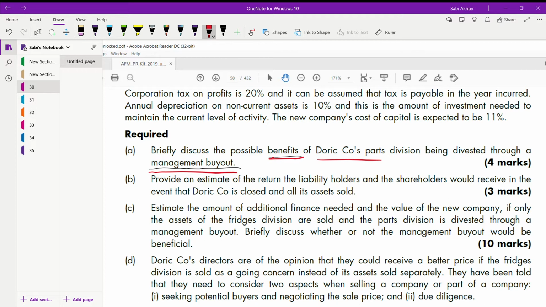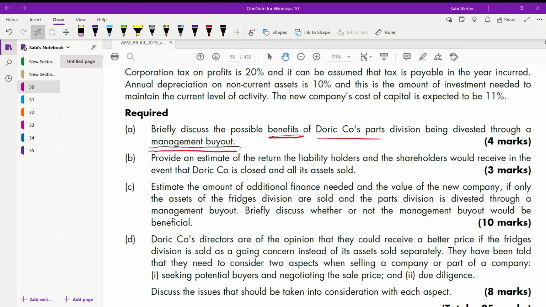So what are the benefits of that? 4 marks. You have to be equally prepared for the theory marks. So management buyout, management buy-in. This is a key area where you have to know your theory part. So mark it somewhere, write it: theory parts to learn on management buyout versus management buy-in, benefits and drawbacks.